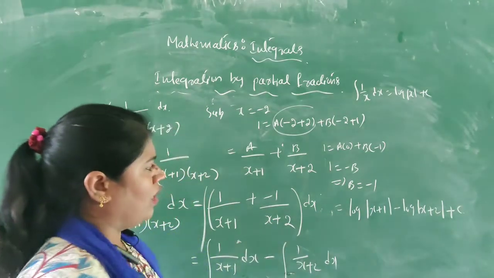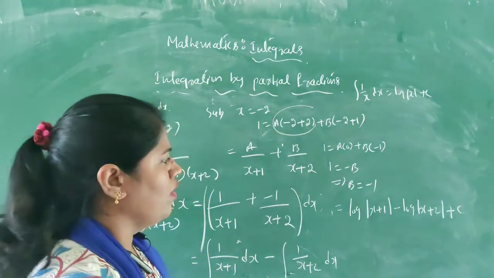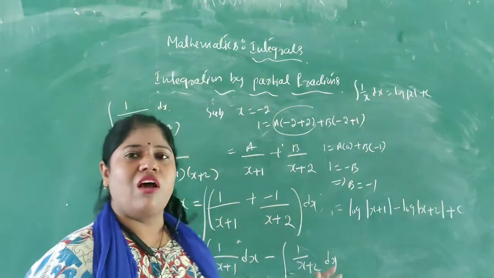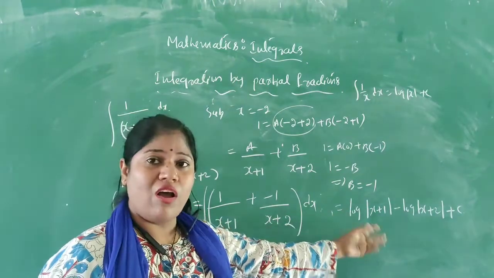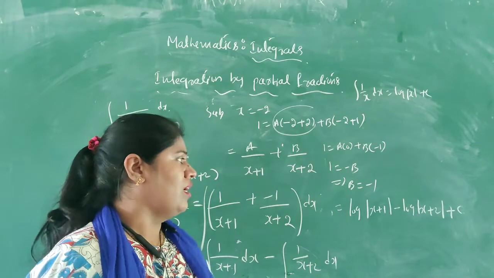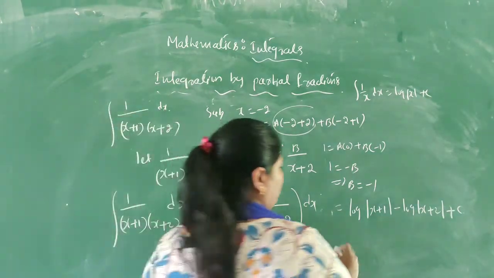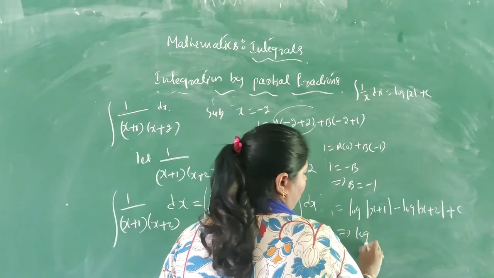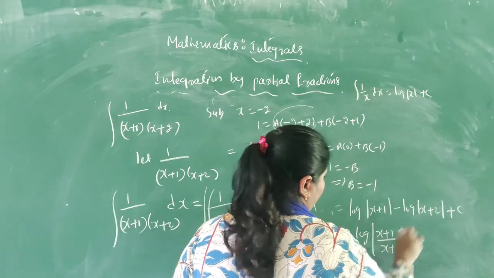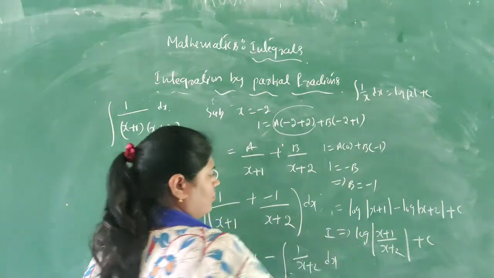We got log modulus x plus 1 minus log modulus x plus 2 plus 3. We know that after this we have to use log m minus log n. What is log m minus log n? That is log m by n. So by using that formula, it is going to be log m divided by n. So this is the value.